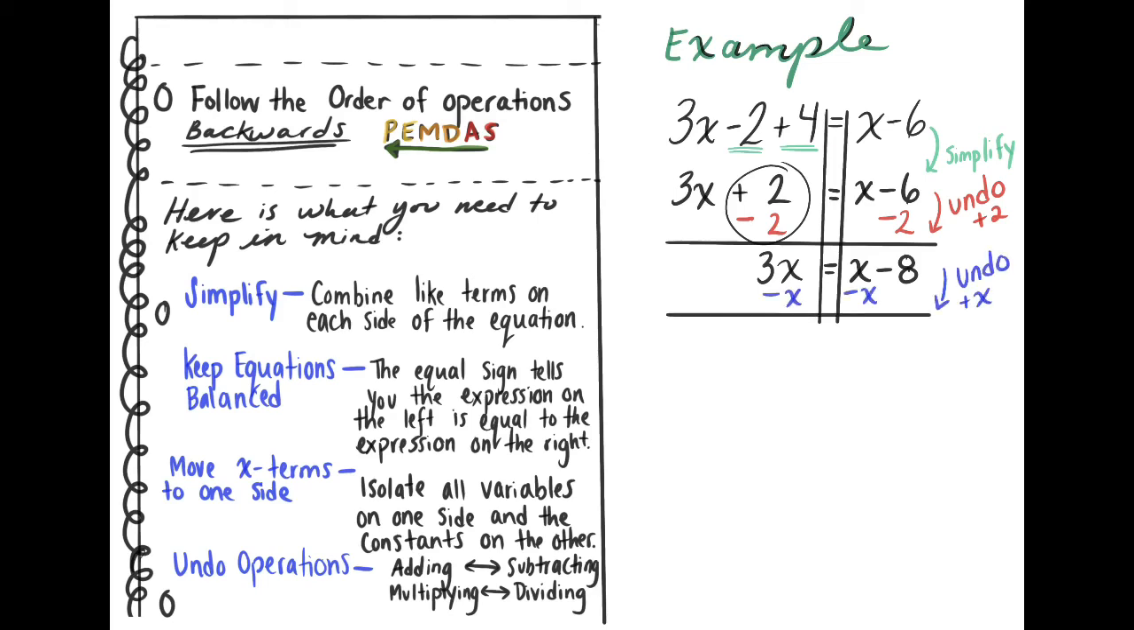And then I'm going to subtract x on both sides. And I get 2x equals -8. I divide by 2 on both sides, and I get x is -4.